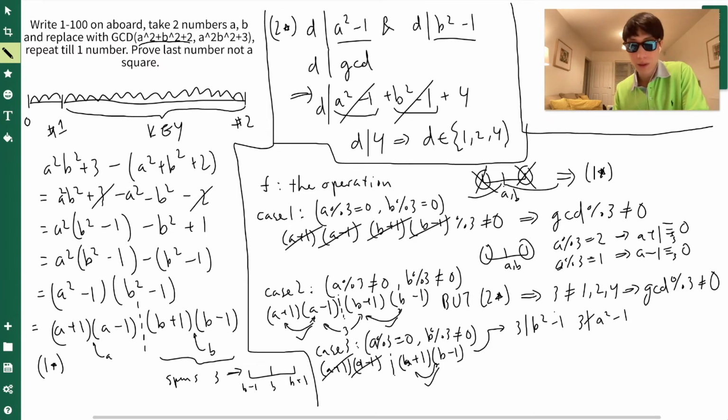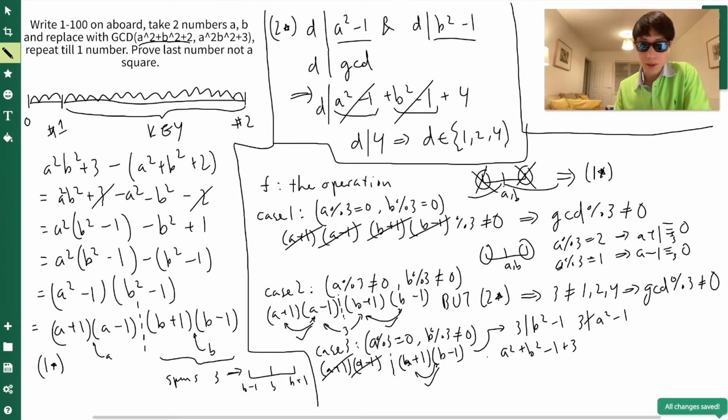So if we look at this, what happens? Well, we have a squared. We're going to try to write this similarly. We know b squared minus 1 is divisible by 3, and since we did this extra minus 1 here, let's add it back to the 2 from over here, and we'll get a squared plus b squared minus 1 plus 3. So the question is, does 3 divide this?